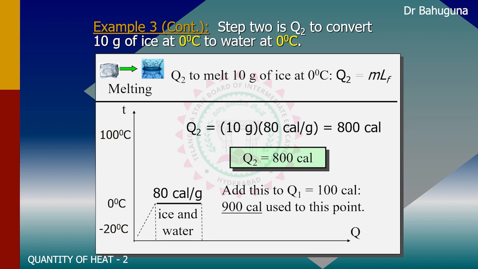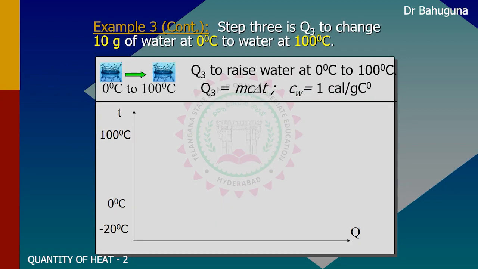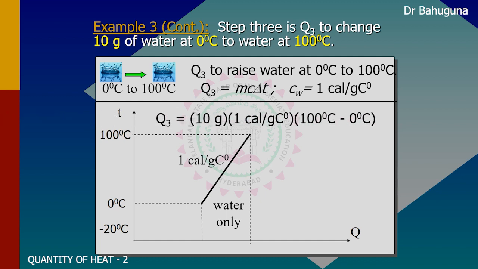It is water at 0 degrees centigrade. Now if you further give temperature, this water at 0 is converted to water at 100 degrees centigrade. There is a change of temperature. The formula is mc delta T, and the specific heat of water is 1 calorie per gram per degree centigrade.